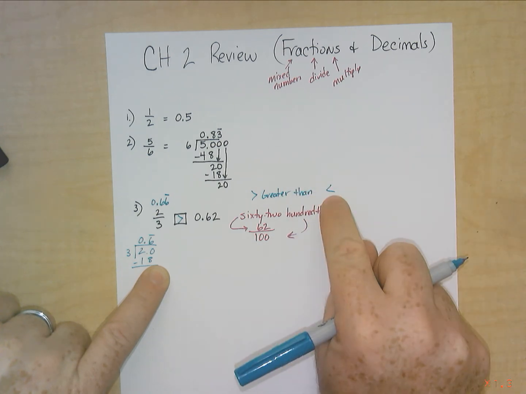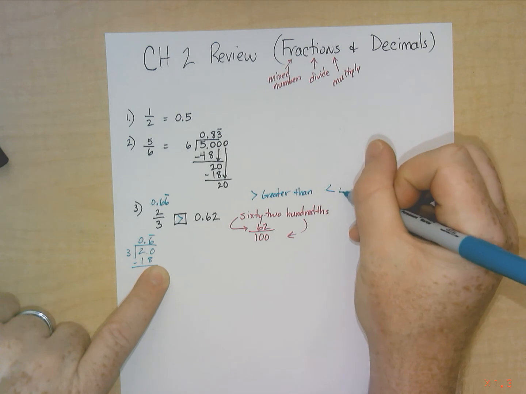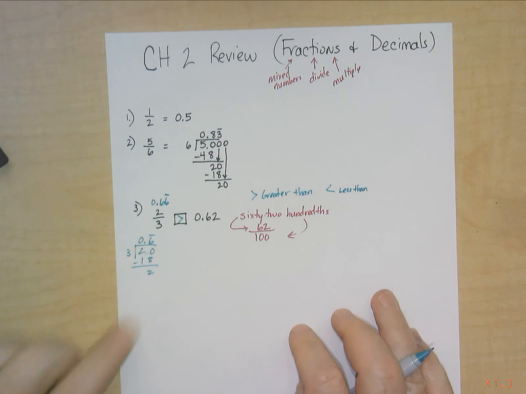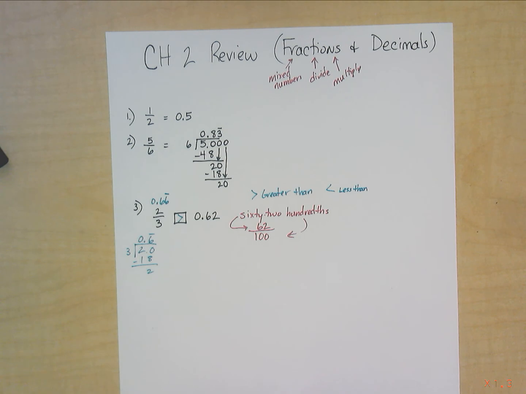Looks like an L, right? It's pointing to the left. That's less than. And of course you know what equal to is. Alright, so that's how you do that.